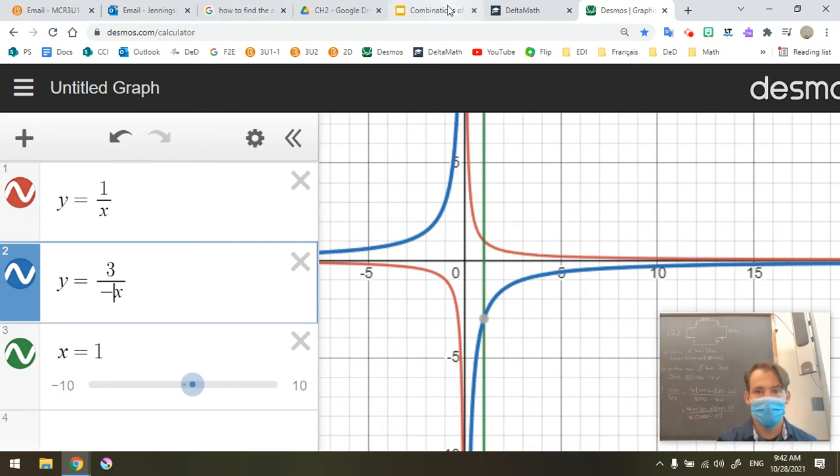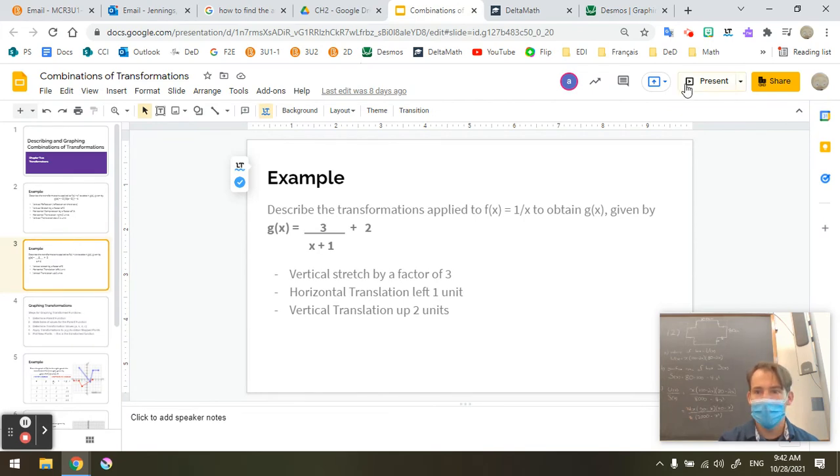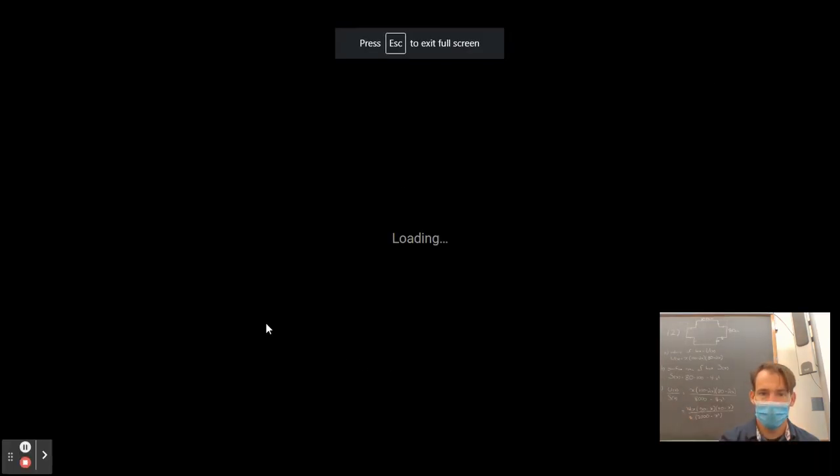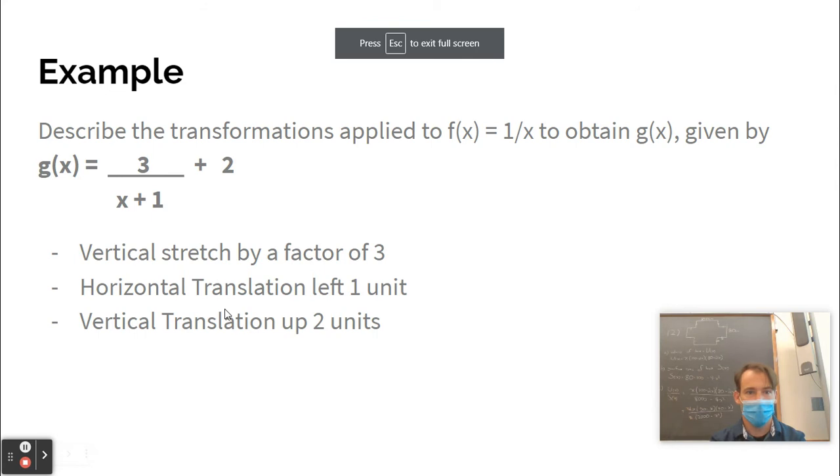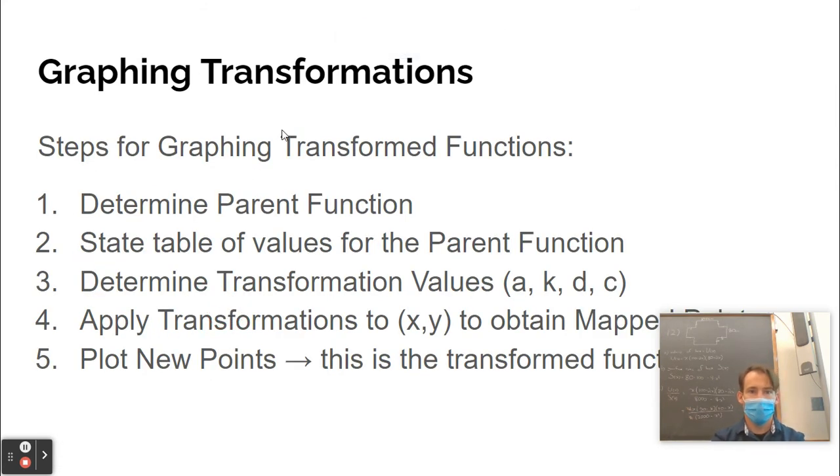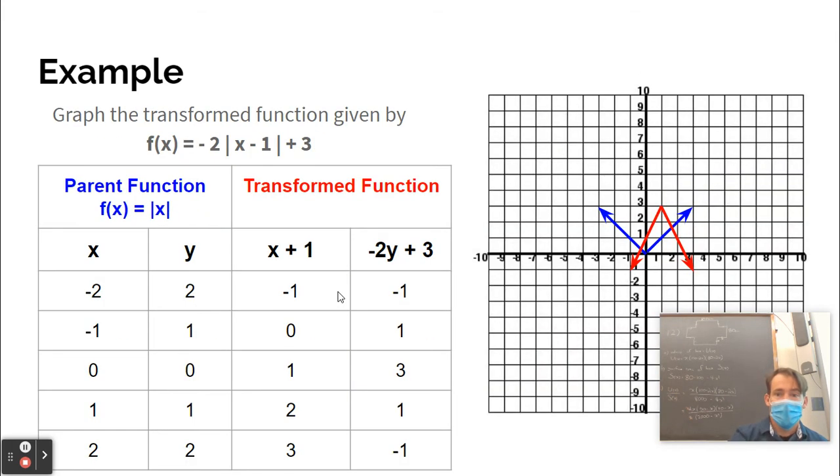Okay, so let's get to our main point here. That way I can release you to do some work on your own and practice these on your own. When we're graphing transformed functions, this is one method to do it, but I want to talk about a different method looking at Delta Math. So I'd like you to start your practice with Delta Math today.